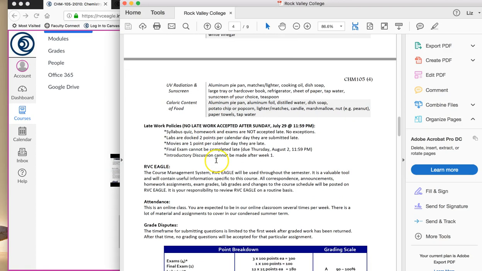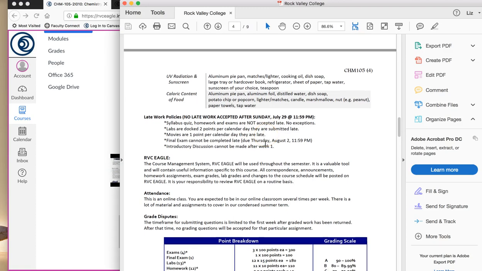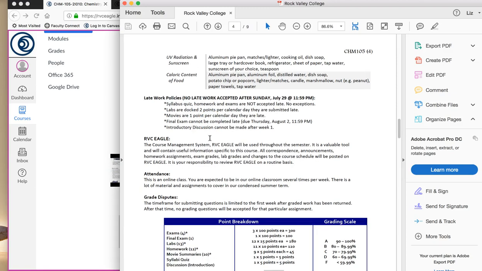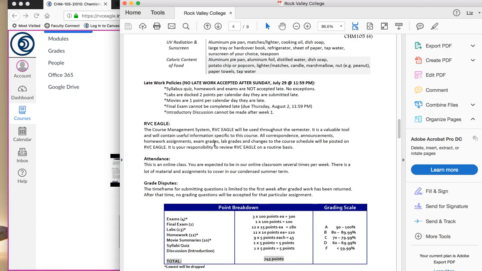Movies are accepted late, but it's 1 point per calendar day they are late. Movies are only worth 5 points each, so try not to be late on those. Your final exam cannot be completed late. The class is over Thursday, August 2nd, so you need to make sure your final exam is done by then. It's open now even, so you can take it anytime between now and August 2nd. And then we're doing an introductory discussion that has to be done in week 1 while we're all working in week 1.